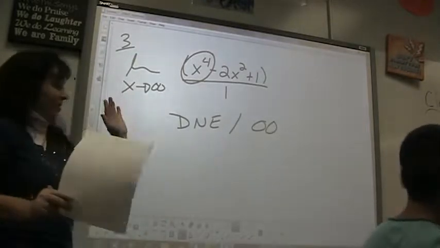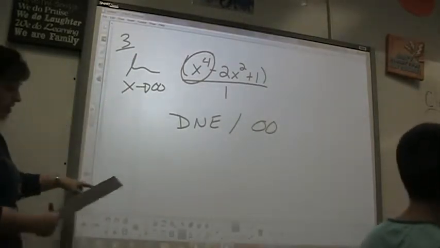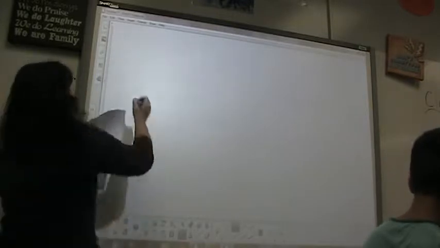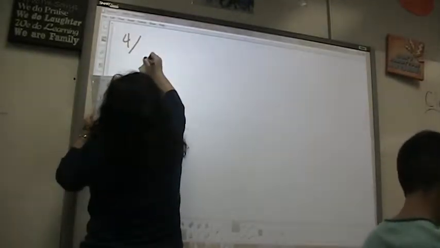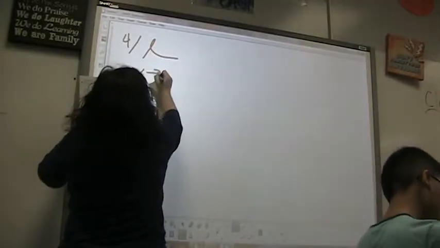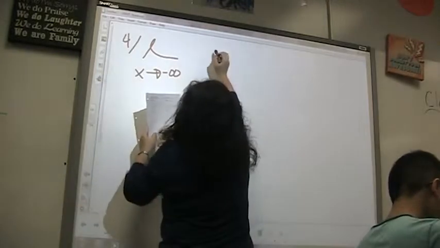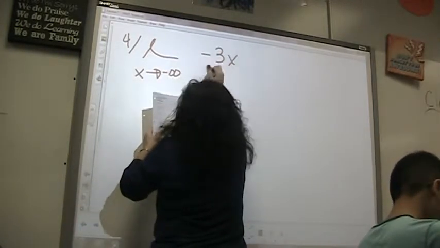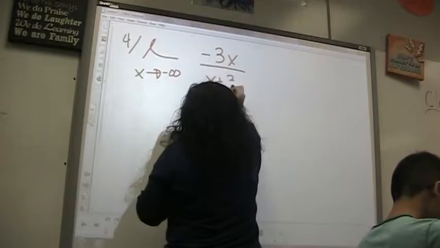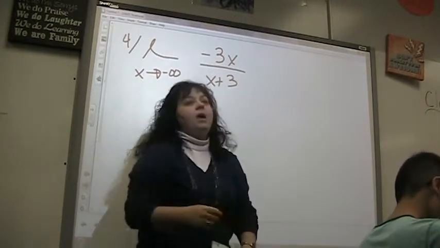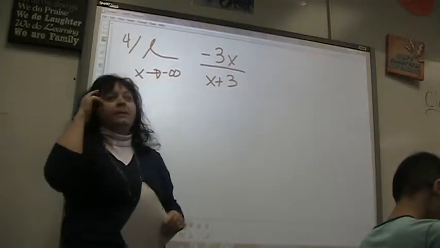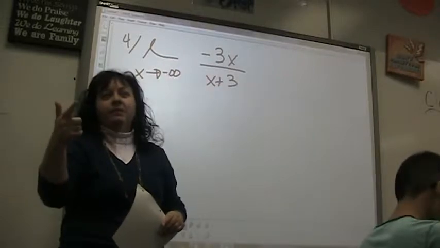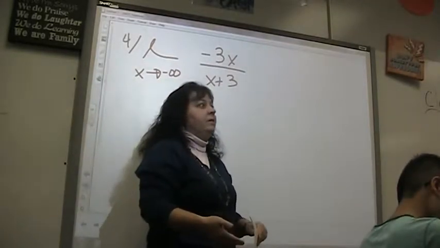It worked. Okay, number 4. I know exactly what y'all did on this one. Degree on top is a 1, right? Degree on bottom is a 1.